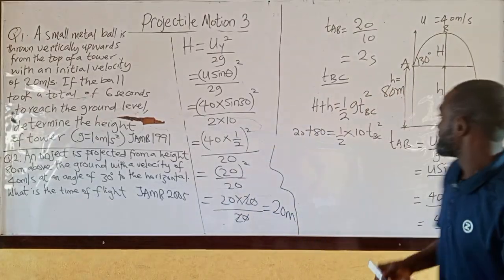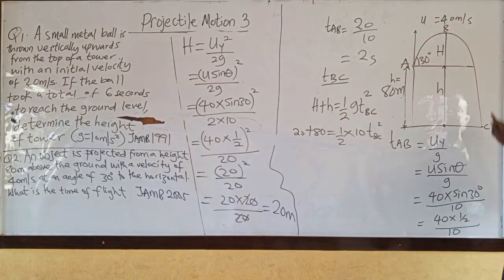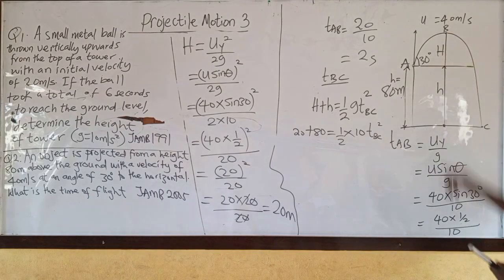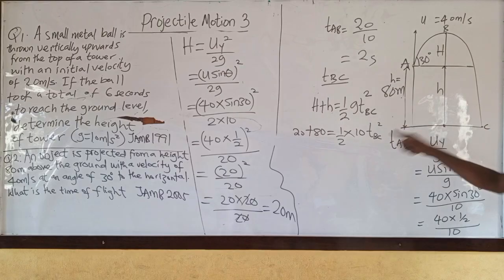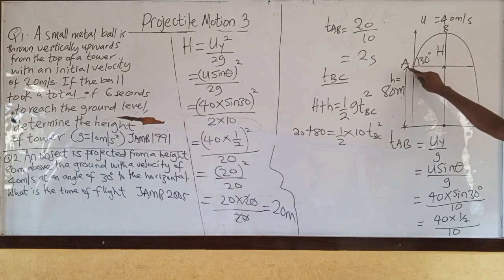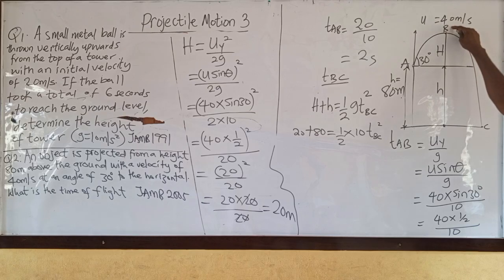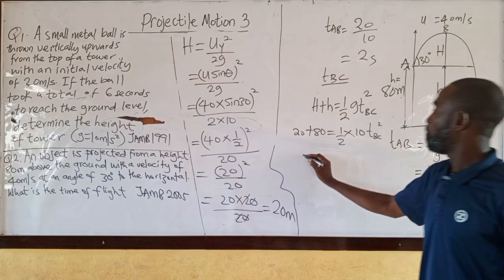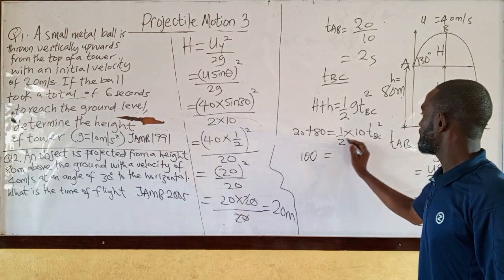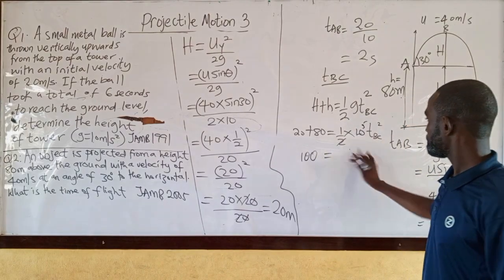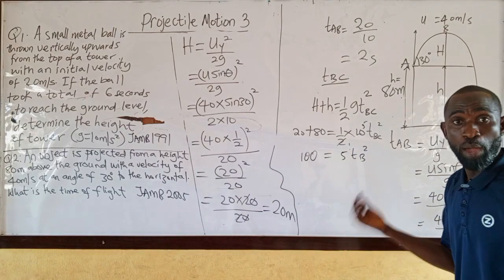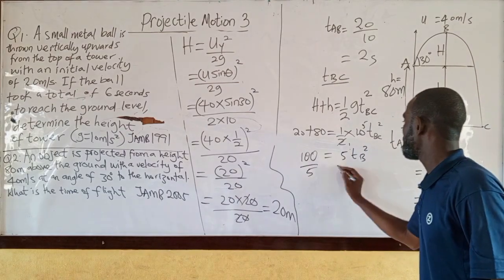Total time spent by the body is the time from A to C. Are you getting me? But the time TAB is this 2 seconds. We are trying to get time TBC from B to C. So time from A to B plus time from B to C is the total time spent by the body. So here we have 100, because here we have 5 TBC all squared. So let's divide this by 5.